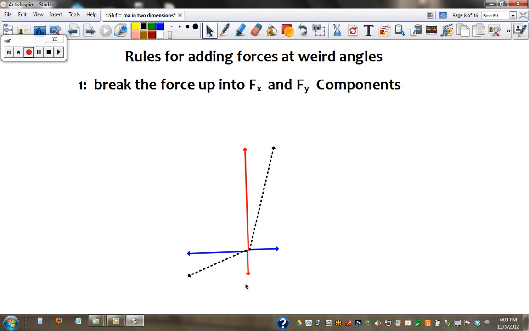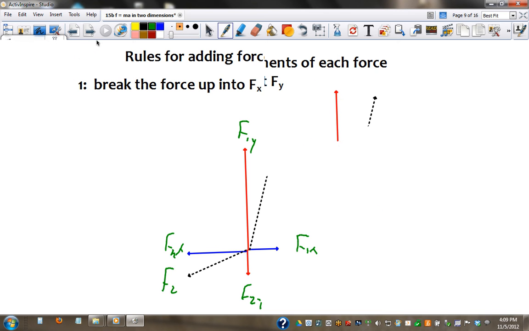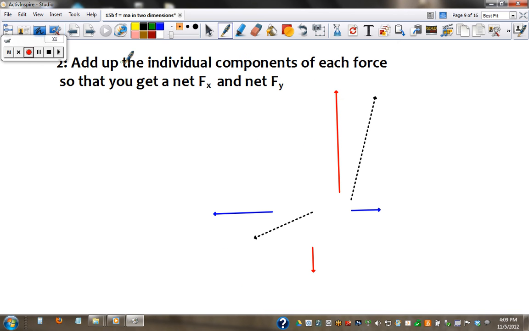So if we could imagine this right here, we've got 2 forces. We've got F1 and we've got F2. This would be F1y, F2y, F1x, F2x. So if we know these, then we can go to the next step. We can add up the individual components of each force so that you get a net F in the x and a net F in the y.